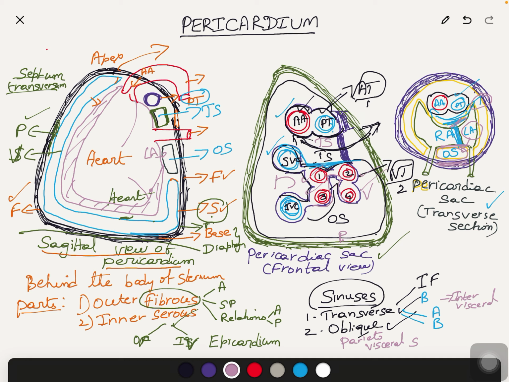So these are some of the peculiarities of the transverse sinus and the oblique sinus. Now we will see the arterial supply of pericardium and venous drainage of pericardium.